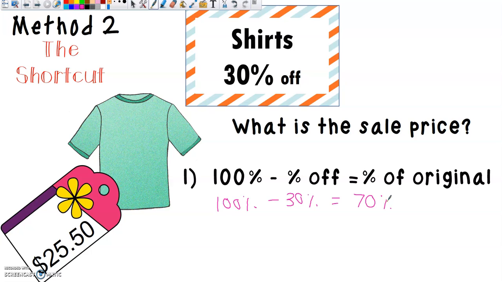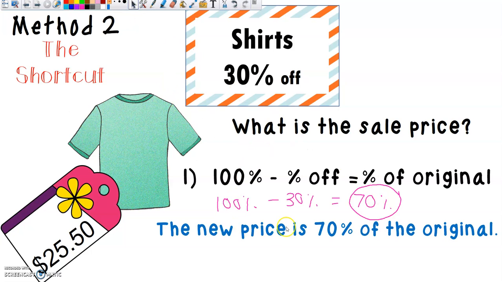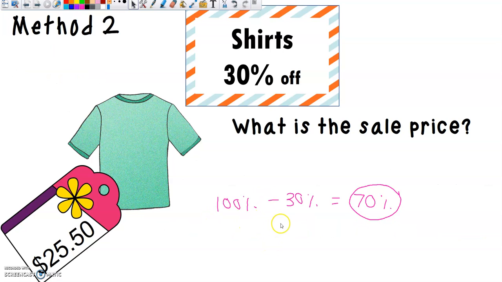It's that easy. This is going to make sense in just a little bit, but if I don't want to have to subtract and whatnot at the end, this makes it really fast and easy because I just figured out I'm paying 70% of the original cost. So let's keep going. And yes, again, the new price is 70% of the original.